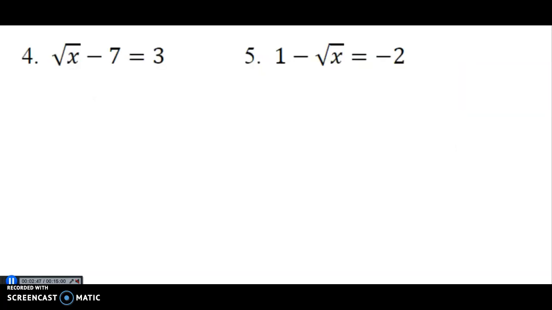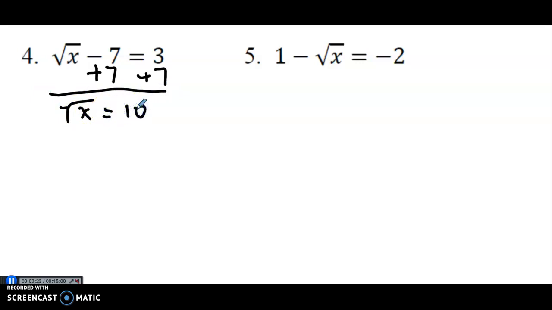Alright, now we got a new set of problems. We have a square root, and we have some operation happening outside of the square root. We had this happen to us earlier in the year when we were doing absolute value equations, where we basically have to isolate the square root before we can get rid of it. So we're going to solve for the square root first. I'm going to get rid of this negative 7, and I do that by adding 7 to both sides. And that gives me the square root of x is equal to 10.